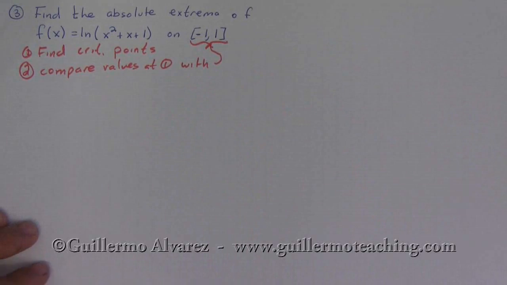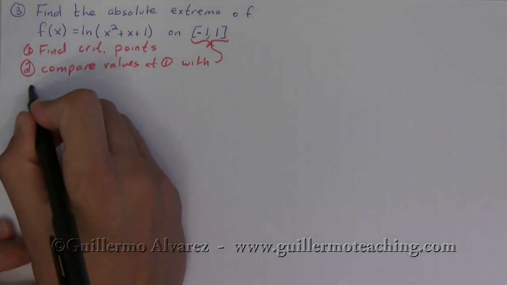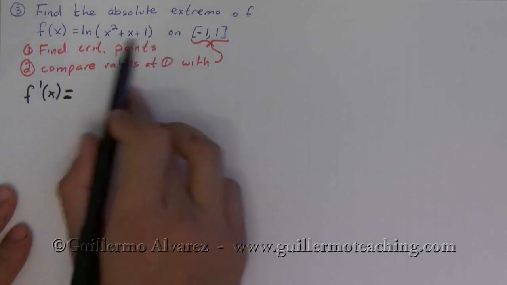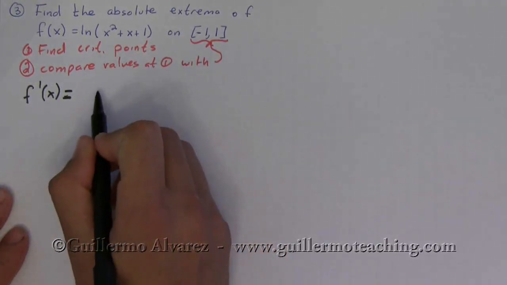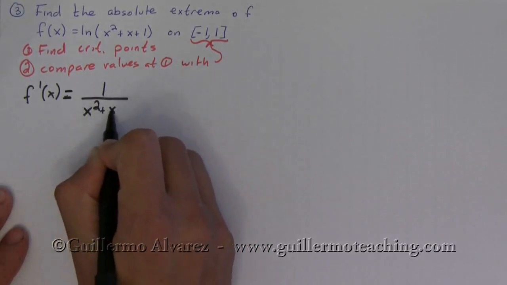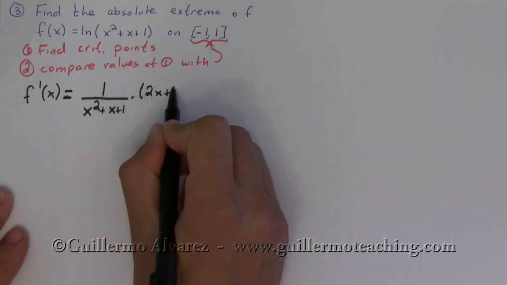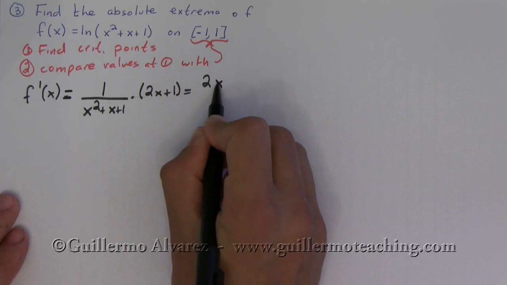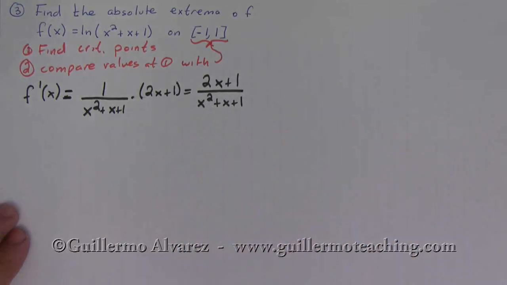Okay, so the first thing we need to do is to find the first derivative, because that's going to give us the critical points. So for the derivative of the natural log function, we have to use the chain rule because we have x squared plus x plus 1 inside. So what we're going to have is 1 over the inside, leaving it alone, times the derivative of the inside, which is just 2x plus 1. Okay, and if I rewrite this, I would get 2x plus 1 over x squared plus x plus 1.